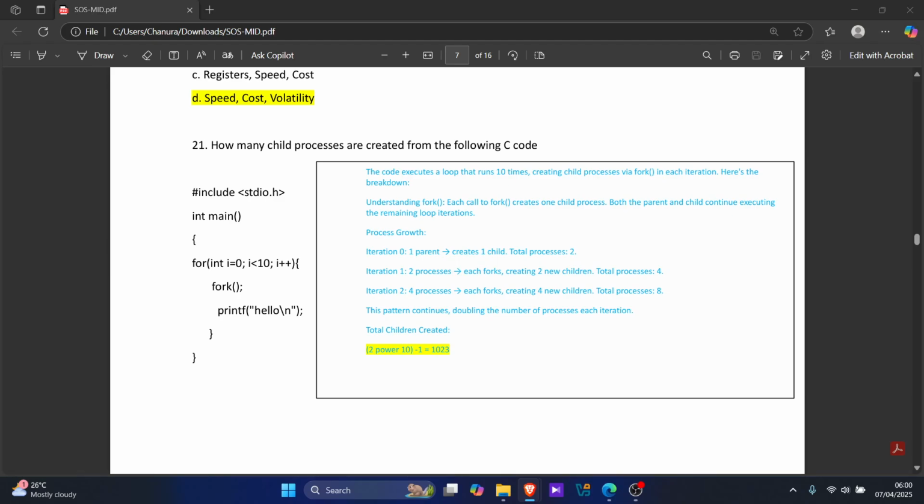So yes, with 10 iterations, the sum is 2^10 - 1, which equals 1023. Therefore, the answer is 1023. But wait, the code in the question is a loop with fork and printf. Each time after fork, both parent and child continue executing the loop. So in each iteration, after the fork, both processes will print hello and proceed to the next iteration. So each iteration every existing process will fork once, then continue to the next iteration.